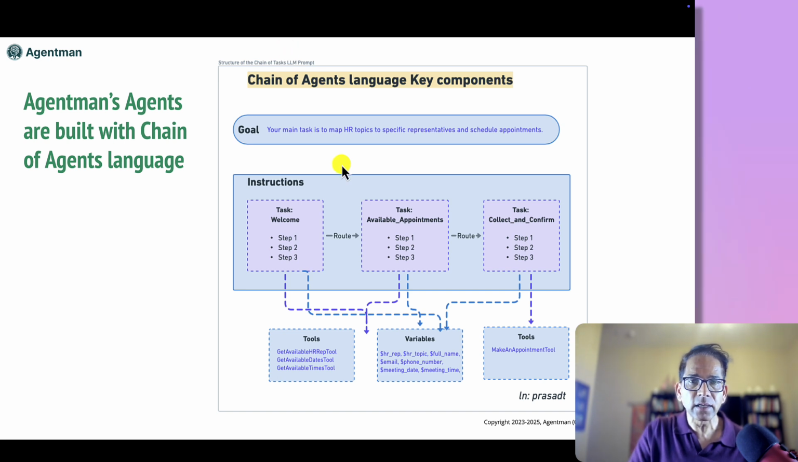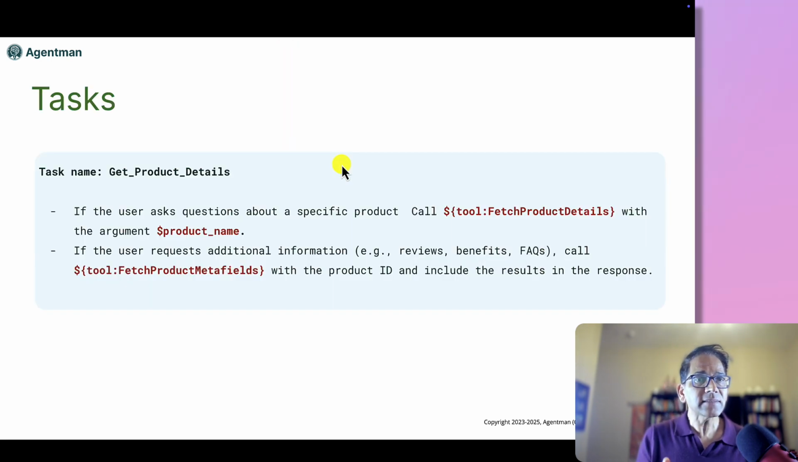Now let's look at what that looks like. A task is given a task name, in this case get product details, and if the user asks questions about a specific product, call fetch product details with the argument product name is a step within that. The next step says if the user requests additional information such as reviews, benefits, etc., use fetch product meta fields. And in our Shopify agent, we saw that when we asked the question how to use the product, it actually follows the second one, which goes and gets the how-to-use instructions by calling fetch product meta fields.